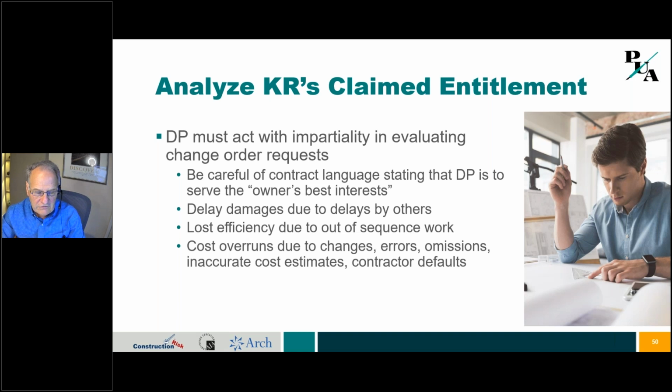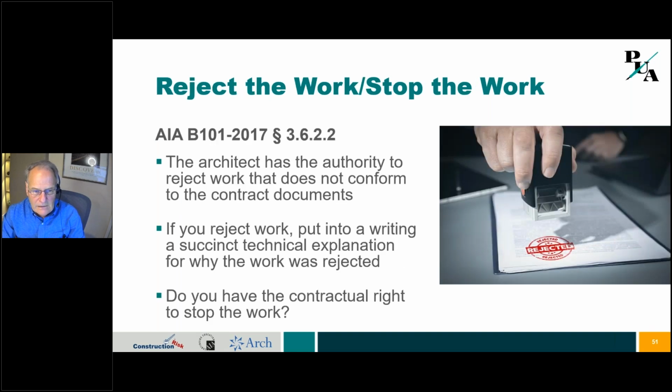All right, next slide. Okay, reject the work, stop the work. Okay, this whole issue of, do you have the authority to reject the work? And the B101-27 says you have the authority to reject work that doesn't conform. Some people say, no, I don't want to have that authority. I just want to have the authority to tell the owner it doesn't meet the standards and they should do it. I think that the thinking today is, if you have that authority to stop the work, that doesn't make you necessarily liable. So, okay, next slide.